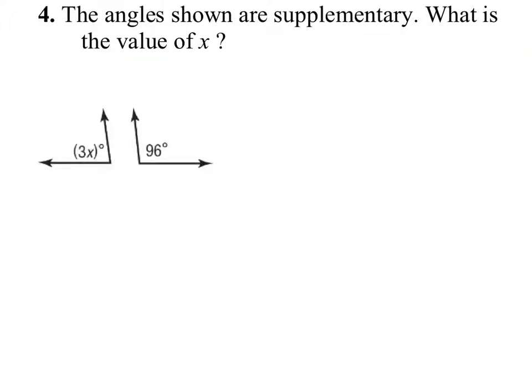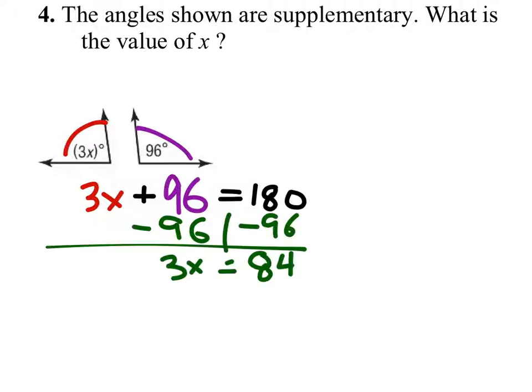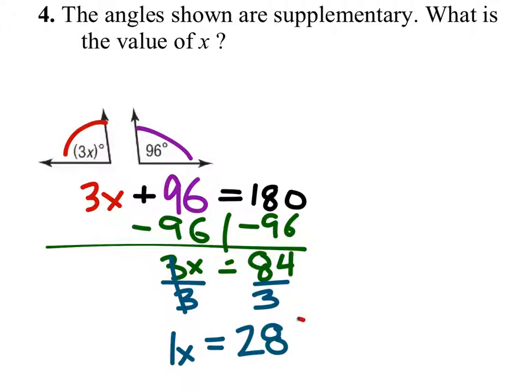The angles shown are supplementary. What is the value of x? Alright, so we've got this angle, 3x, and this one right here, 96 degrees. If I add these, I get 180 degrees, and I'll need to subtract 96 degrees, which tells us the measure of that angle. So 3x equals 84. We don't want 3x's, we want 1x's, so we divide both sides by 3, which makes that a 1. 1x equals 28, nailed it.